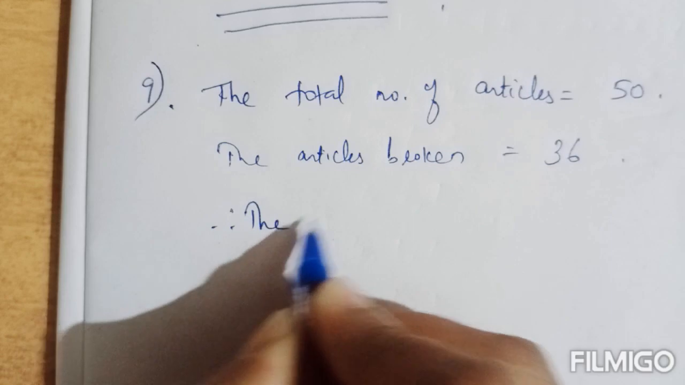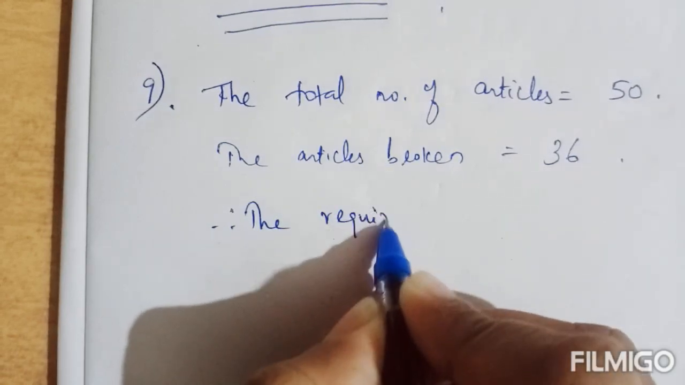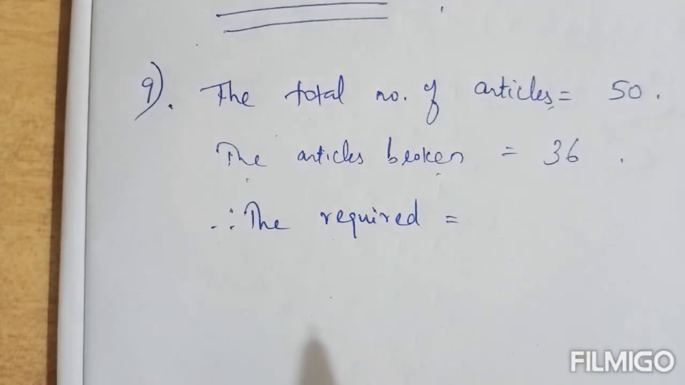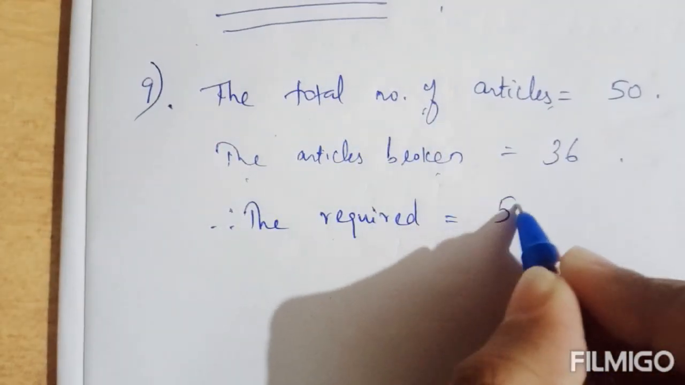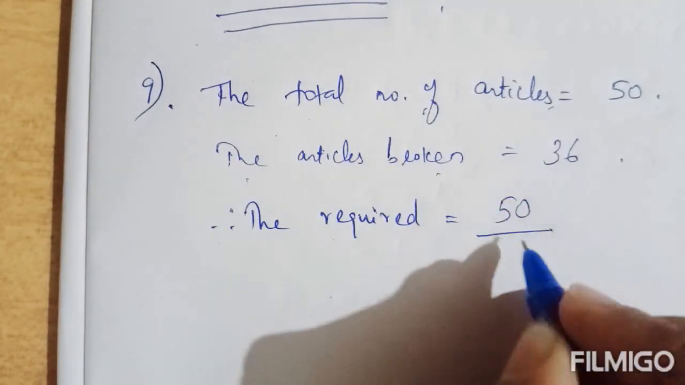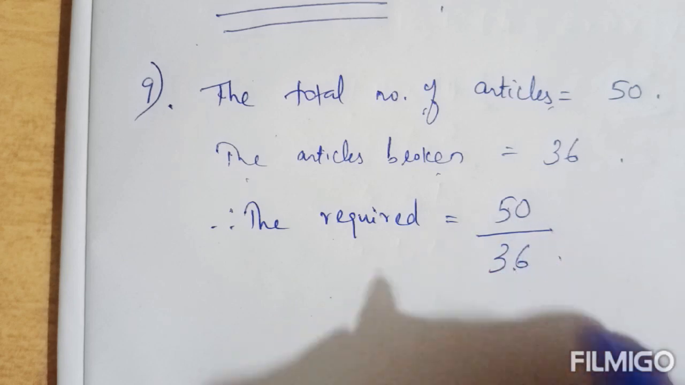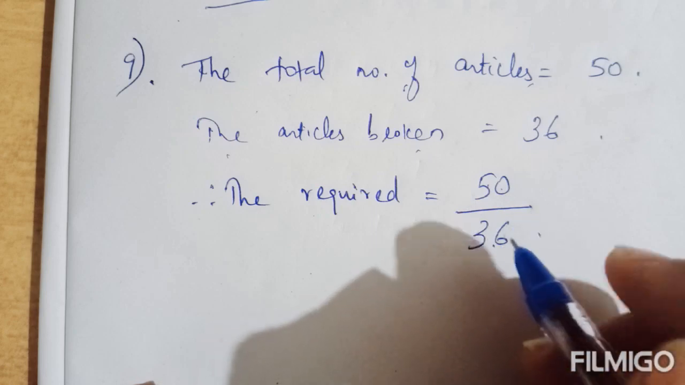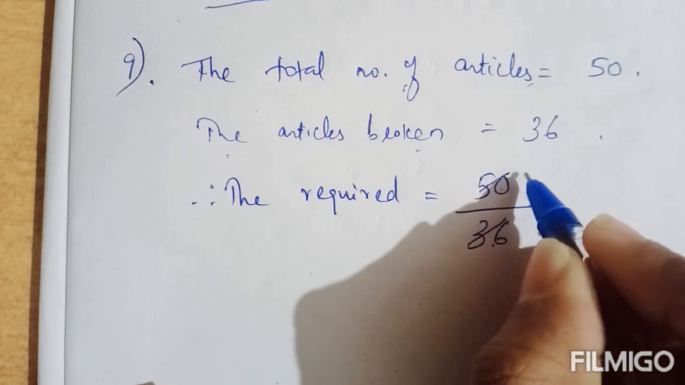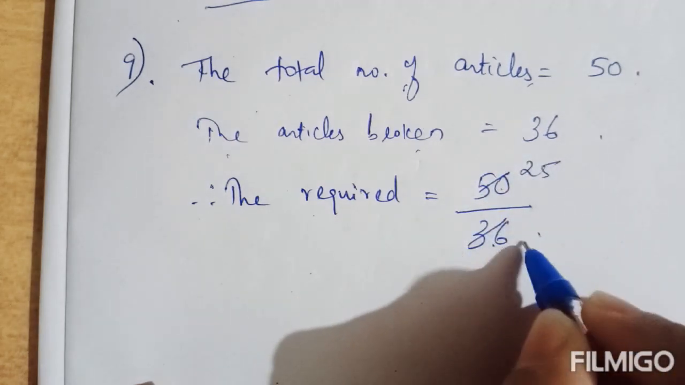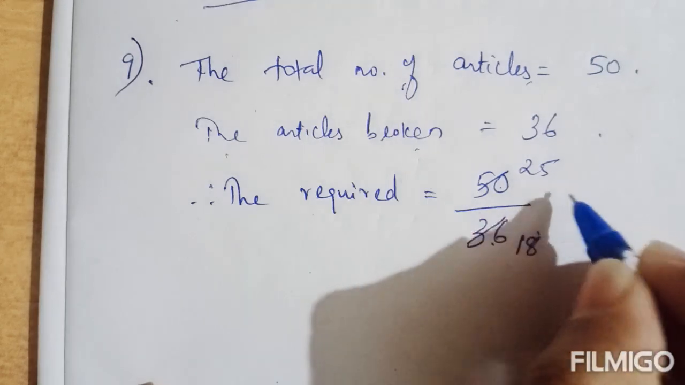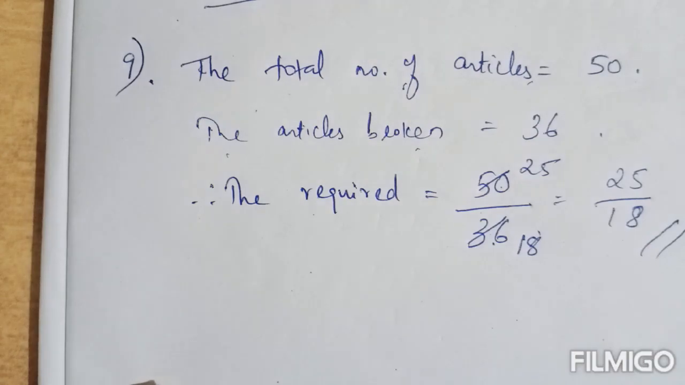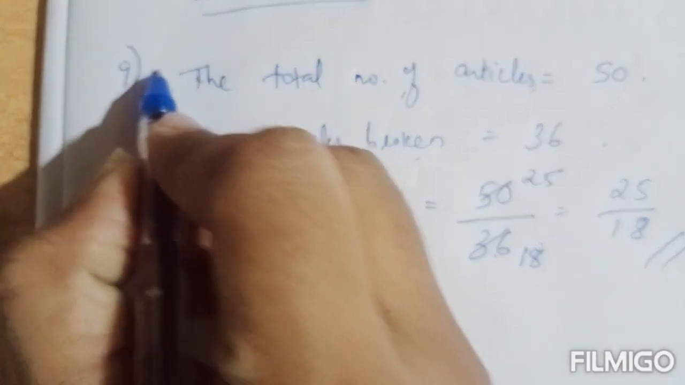Therefore, the required fraction, you have to find the fraction of the total number of articles and the articles broken. Total number of articles is 50 by articles broken, it is 36. So 50 by 36. You can reduce this. Both will go in 2. 50 divided by 2, 25. 36 divided by 2, 18. So the fraction is 25 by 18. Okay, this is the first answer.